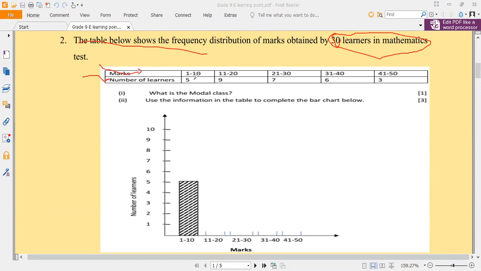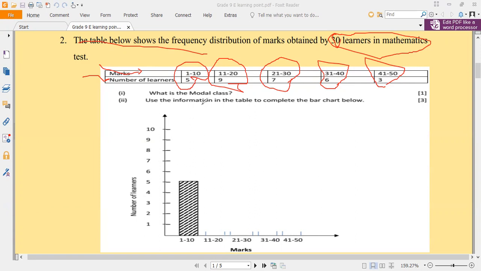So five learners got marks between 1 and 10. They didn't do good. And then 9 of them got between 11 and 20. 7 of them got between 21 and 30. Then we have 6 of them that obtained marks between 31 and 40, while we have 3 of them that got marks 41 up to 50. They did not do a pretty good job. So that is the information that we have.